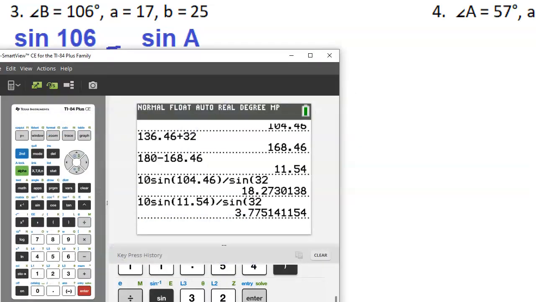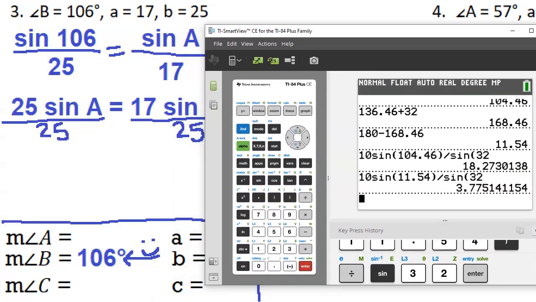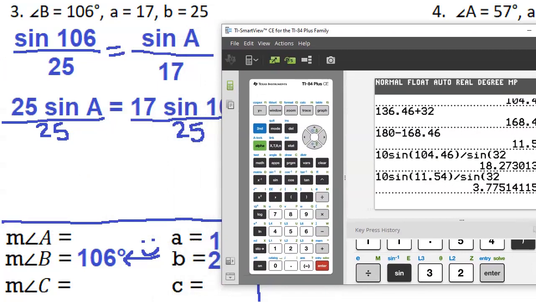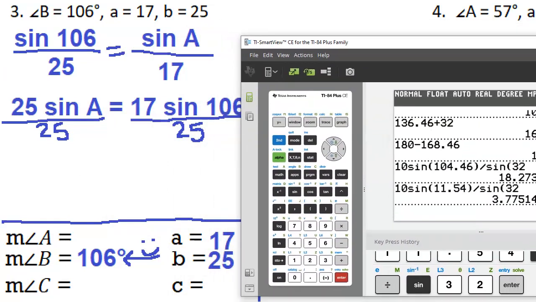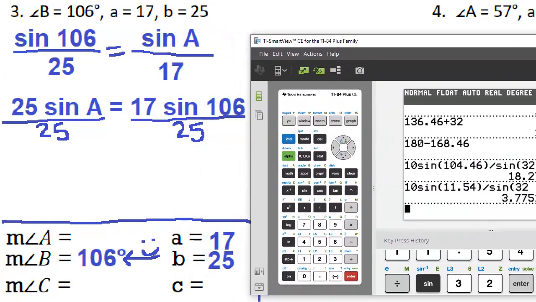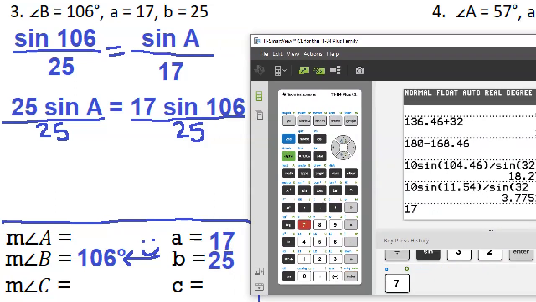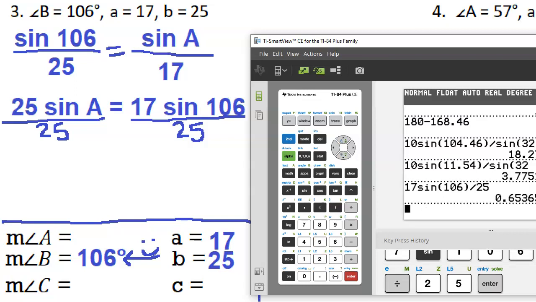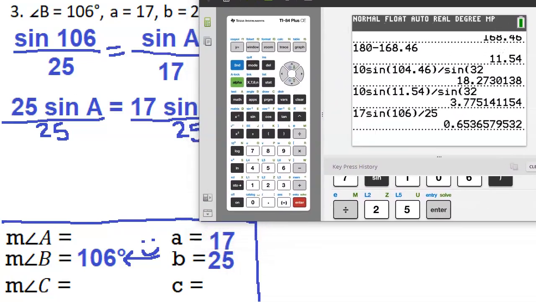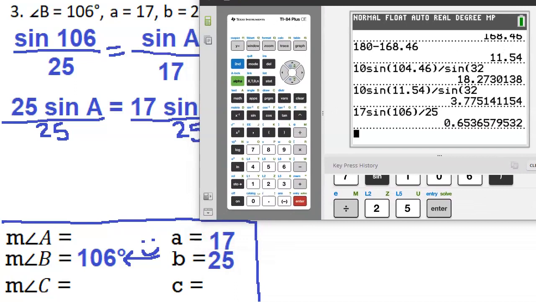We hopefully remember from our first example that we do not want that number to come out to anything greater than 1. So we have 17 times the sine of 106 divided by 25. In case you're wondering, it does check out to something okay: 0.6537.